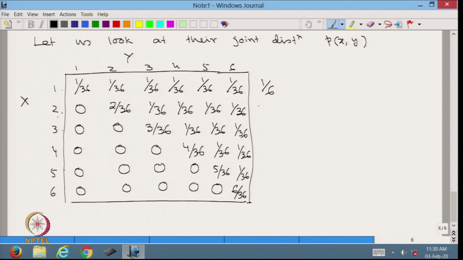Therefore, we can see that X and Y are dependent on each other and the marginal distributions for X are 1 by 6, 1 by 6 for all the 6 values. However, the marginal distribution of Y is changing.